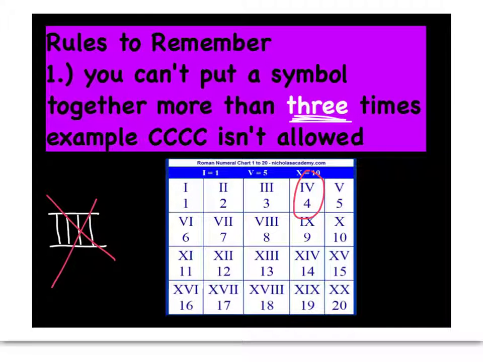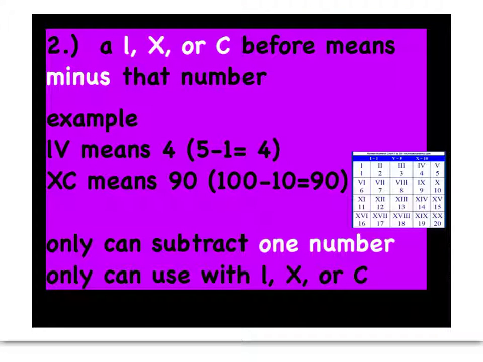Let's go to the next slide. So it looks like rule number 2 is going to help us follow rule number 1 by giving strategies to write numbers where we feel tempted to write the letter more than 3 times in a row. So let's look at it. It says an I, X, or C before means minus that number. So when we're looking at the number 4, here we have 5, here we have 1, and when the number comes before, we need to minus. And that makes sense because if we take our 5, we minus our 1, we're going to get our 4.